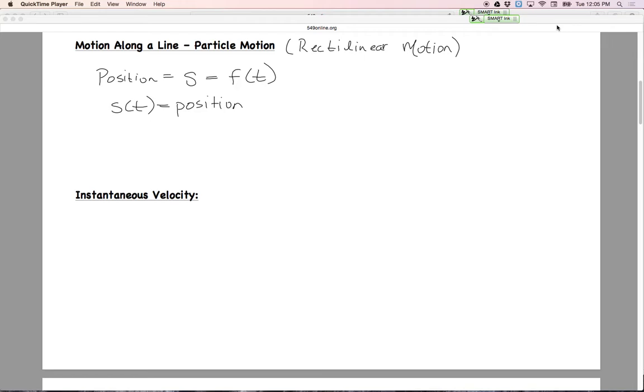0, because displacement is defined as this. You ready? Displacement is defined as final position, which a lot of people will call the end. Your end position minus the initial position, which a lot of people call the start.